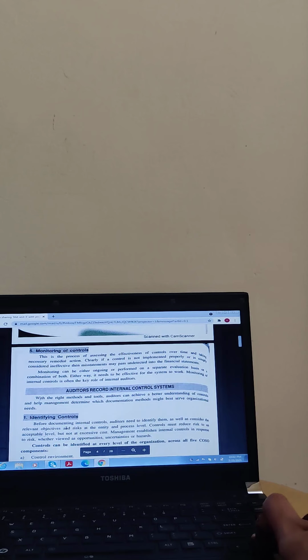Lastly, it is monitoring of controls. Now, monitoring of controls is very important because you just can't implement internal control and leave it like that, right? You need to continuously assess and you need to continuously see if the control that you've implemented is effective or not, whether it has been performed properly or not, whether it is implemented and whether it is able to achieve success or not, right?